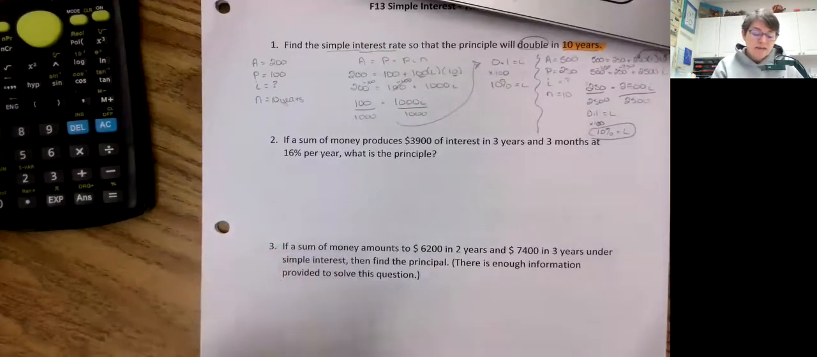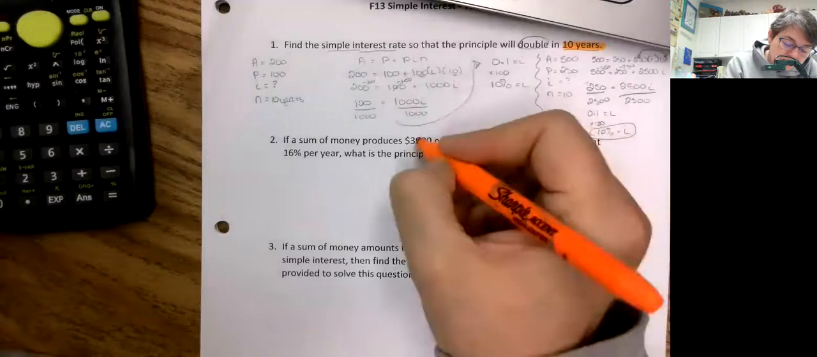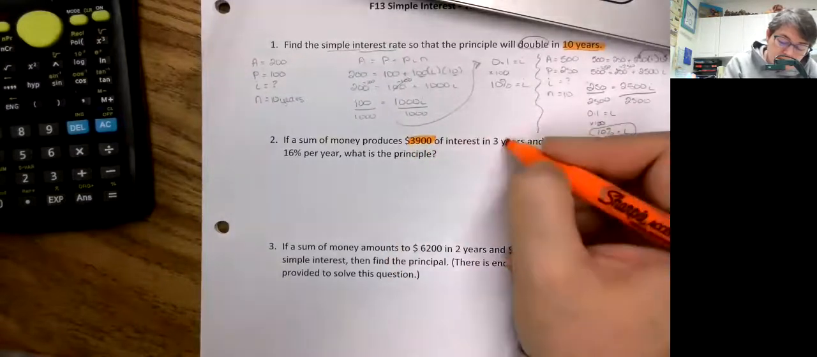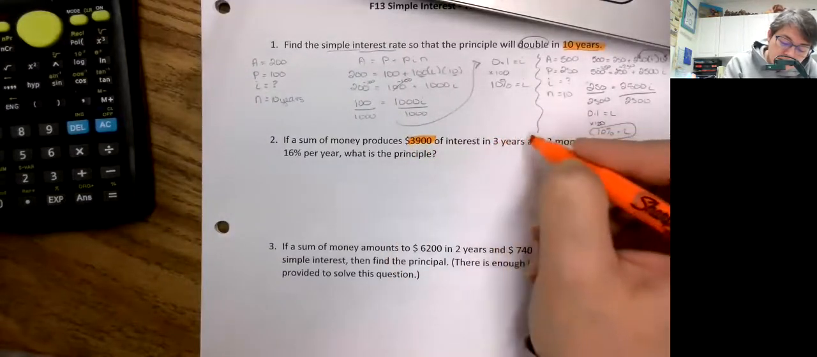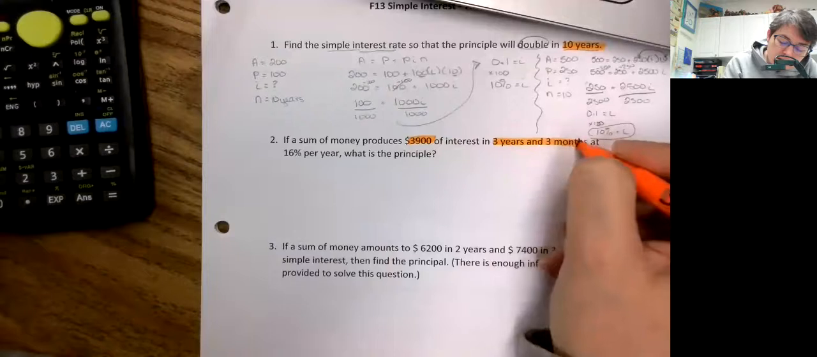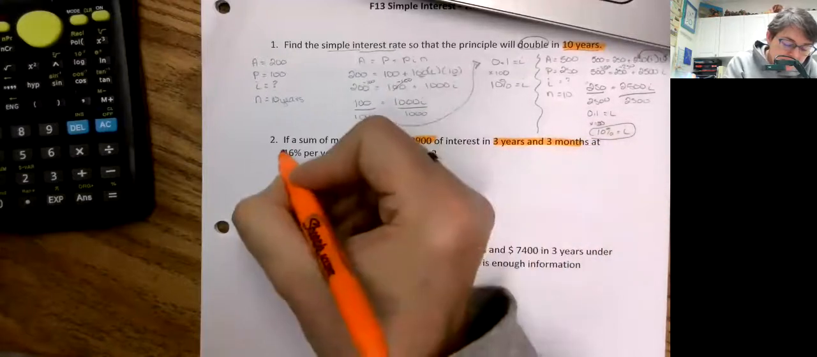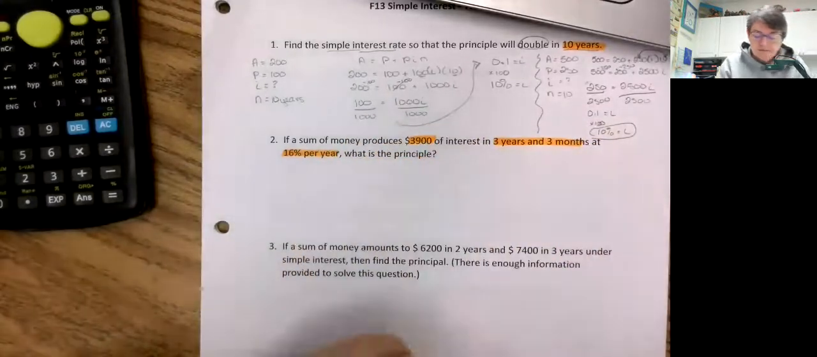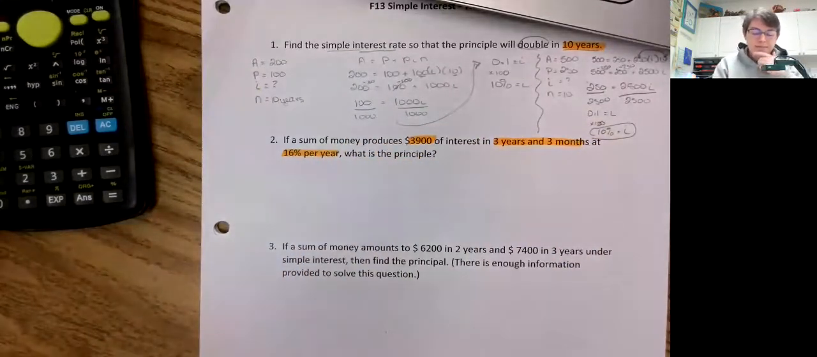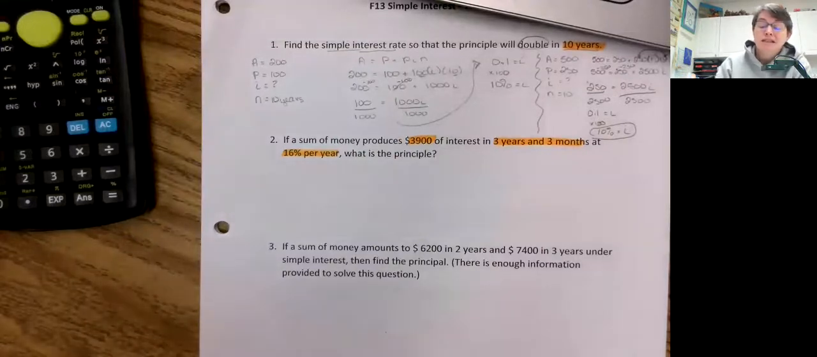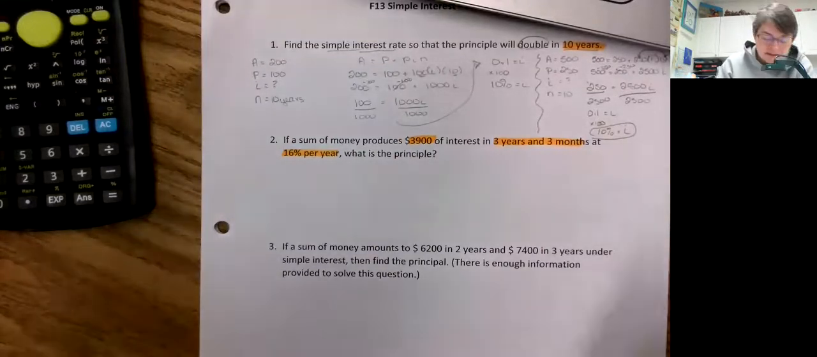If a sum of money produces, ooh, this is my interest. And this is kind of weird. 3 years, 3 months, 16% per year. What was the principal? There's a small part of me that wants to just pause the video, do this on a square of scrap paper, and then come back to it. But I'm going to give it a shot. So live.